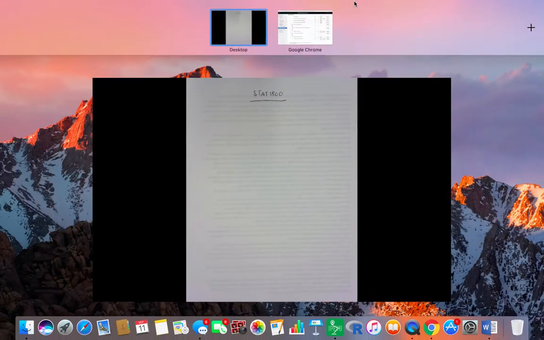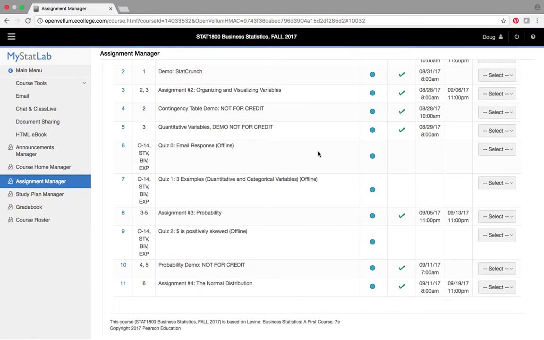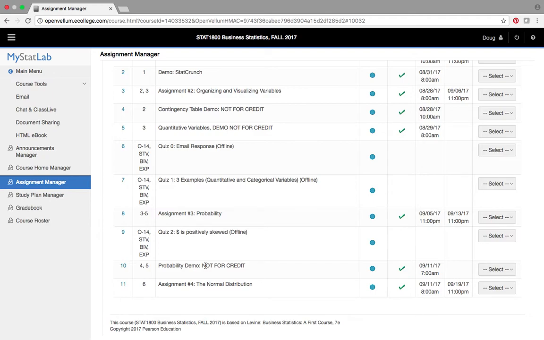So what I want to do, I want to keep this handy, but I want to go to my StatLab. And you can see that regardless of when you're taking this, I put this up on 9/11, there's a probability demo. Now, it's not for credit. It's just for you to learn.